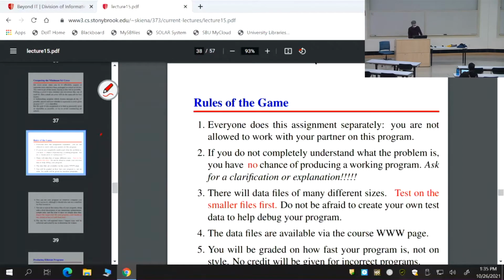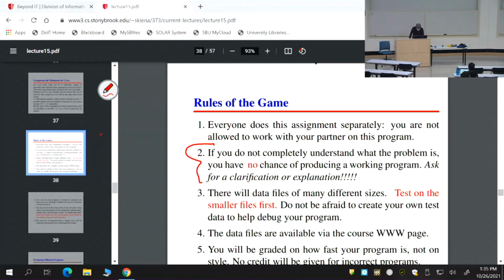So what are the rules? This is an assignment you do without your partner. Everybody's got to write their own program. Okay? You'd better make sure you know what I mean by a set cover. Discuss it in Piazza, discuss it with me, discuss it with a TA. If you don't know what you're trying to do, you can't possibly do it.